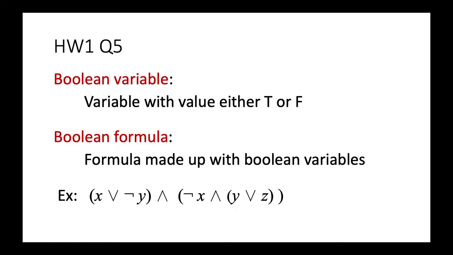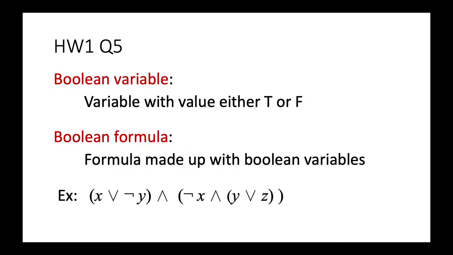We are using variables to represent a proposition, right? Unlike mathematical variables, where a variable is usually used to represent an integer value or a real number value, here the variables that we are talking about are called Boolean variables. These are variables whose value can either be true or false, but not both.